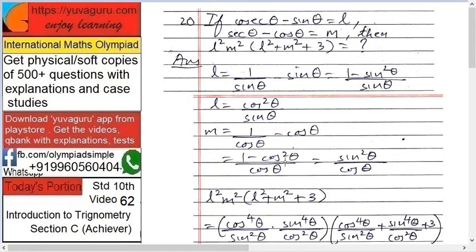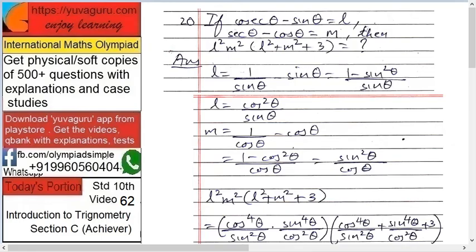So 1 minus cos square theta upon cos theta, that is sin square theta upon cos theta. Okay, so we've got m now. Now focus on the target. What is the target? L square m square into bracket L square plus m square plus 3 bracket close.